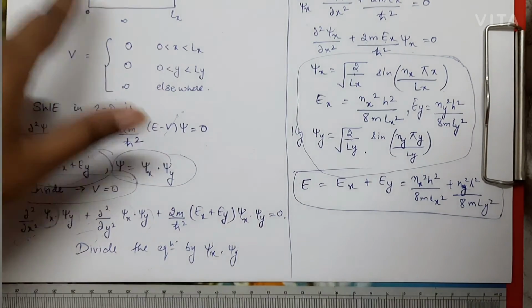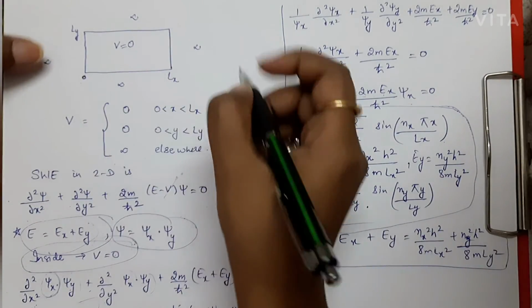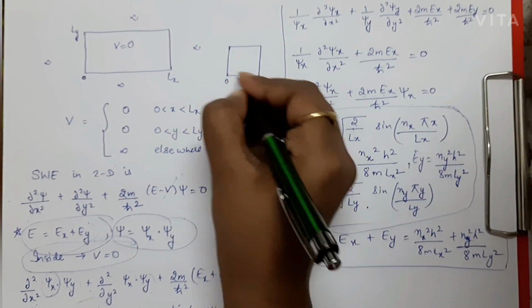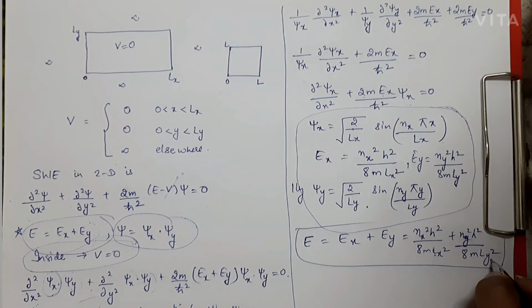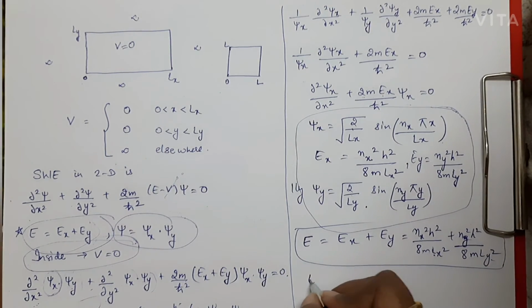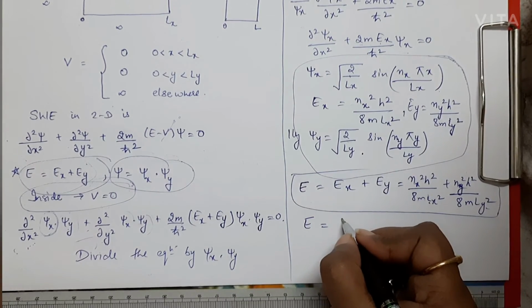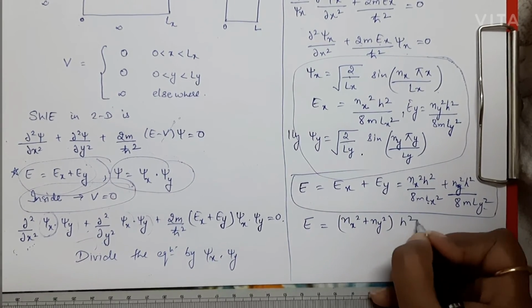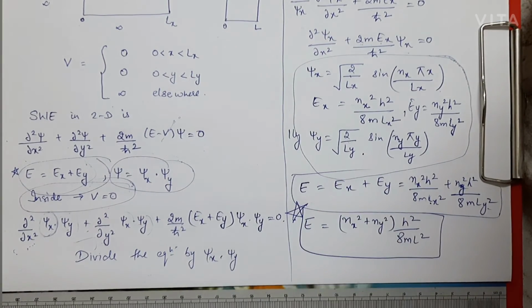But what if Lx and Ly are equal? That means the box is symmetrical, that is, instead of a rectangle, here we have a square. So this length is also 0 to L, and this length is also 0 to L. In that case, Lx and Ly both will be replaced by L, and the overall energy will be E equals nx square plus ny square into h square by 8 m L square. This is a very important conclusion which you have to remember always.